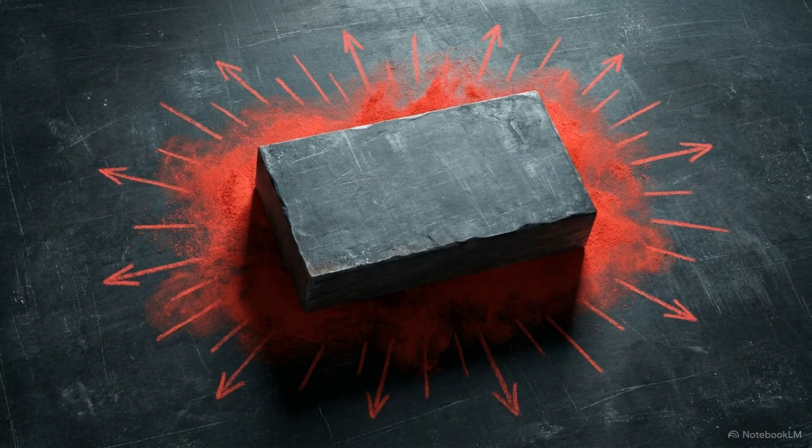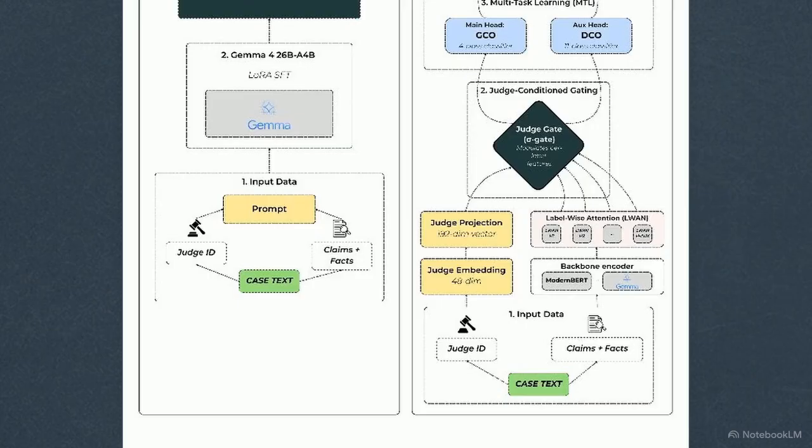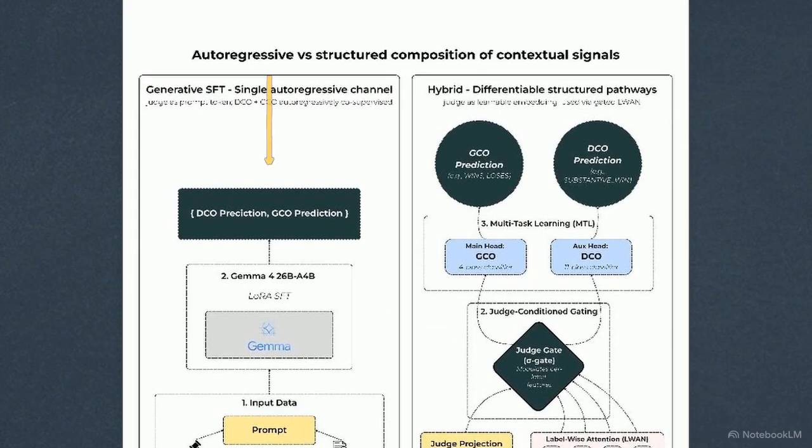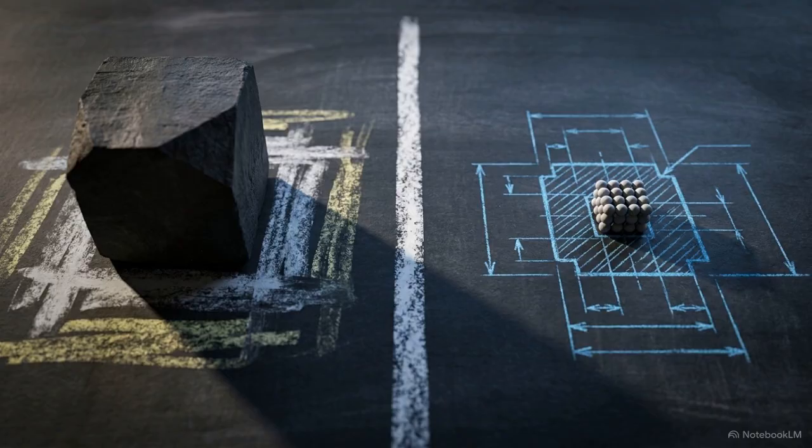The current industry standard in natural language processing takes the exact opposite approach, simply scaling up the size of a generative large language model. The left panel shows the generative baseline. Engineers inject judge IDs and taxonomic definitions directly into a massive LLM's prompt. This creates a severe bottleneck, forcing complex, parallel legal signals to squeeze through a single autoregressive output funnel, predicting tokens. This sets up an ultimate test of architectural tension. Does the sheer brute force scale of an LLM outsmart specialized, differentiable structural engineering?